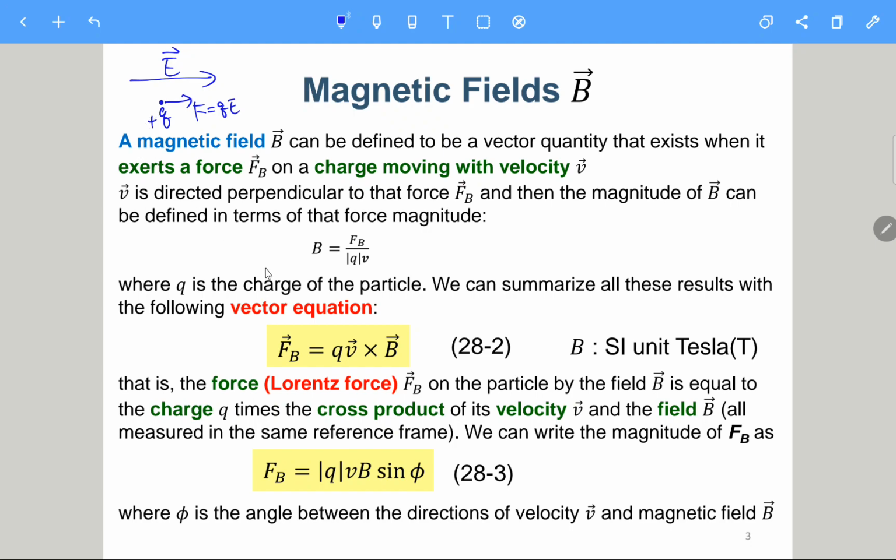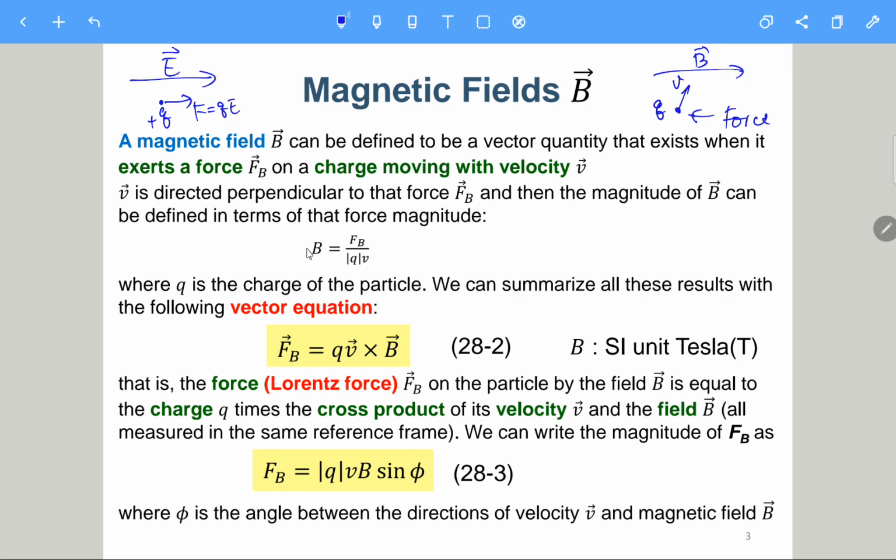Now we also consider this: if we have a magnetic field, and now we assume a charged particle Q is moving in the space, then there will be a force acting on this charged particle. This force is due to the magnetic field and the moving of the charge. So the physicists found that it will look like this.